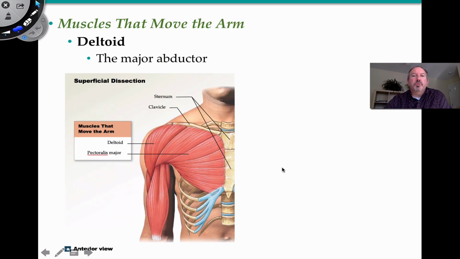Now, muscles that move the arm. Moving a little bit away from the shoulder, yet still considered a little bit of the shoulder, is one of the more famous muscles, the deltoid. And again, it's named after the Greek letter delta for the inverted triangle right there, deltoid. It's a major abductor muscle. In other words, it's able to move the arm away from the midline of the body.